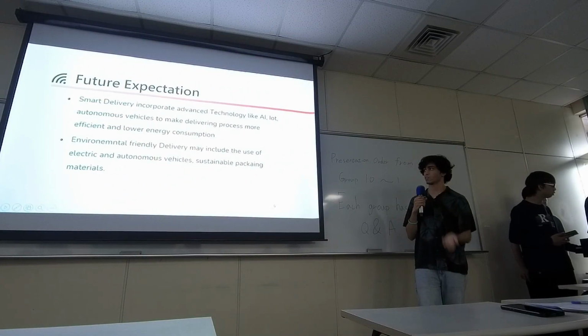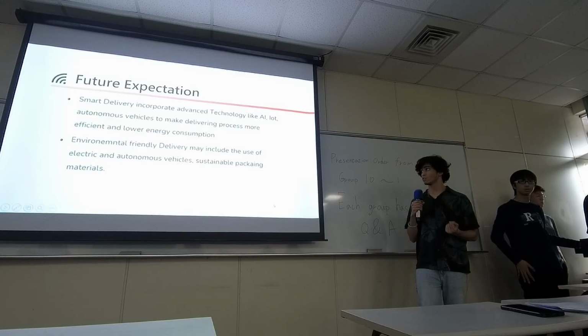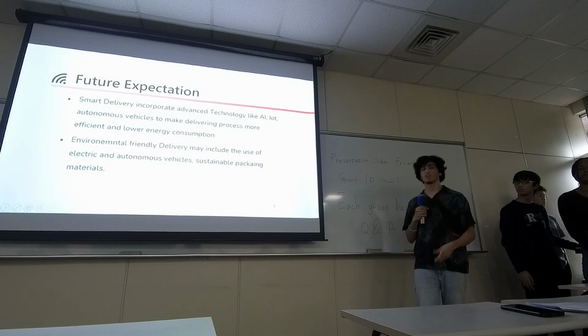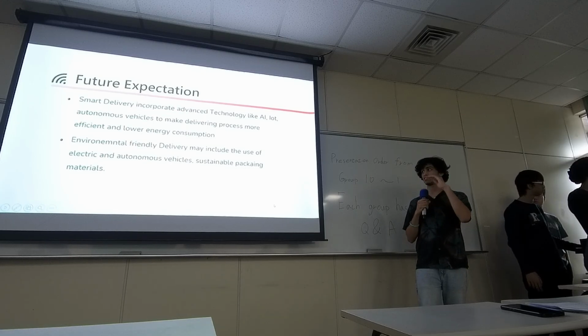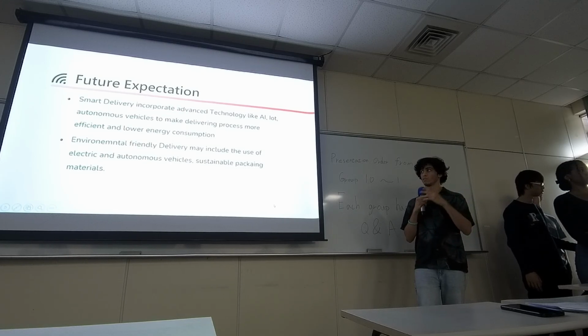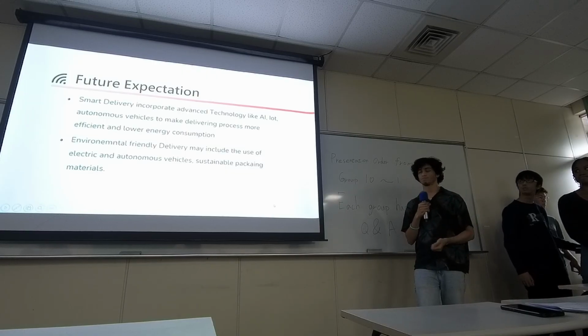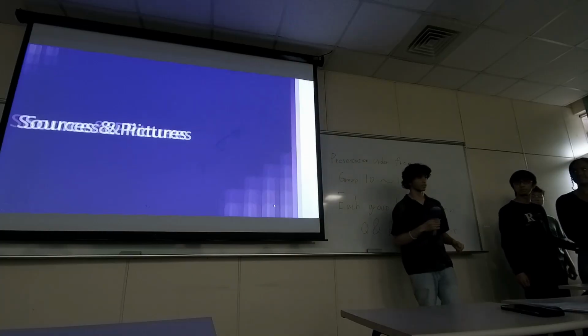And what is our future expectation with this? That smart delivery incorporates advanced technology like AI, IoT, and autonomous vehicles to make the delivery process much faster and more efficient, and also reduce in general the entire environmental impact of all this. We want it to be as environmentally friendly as possible. Thank you.